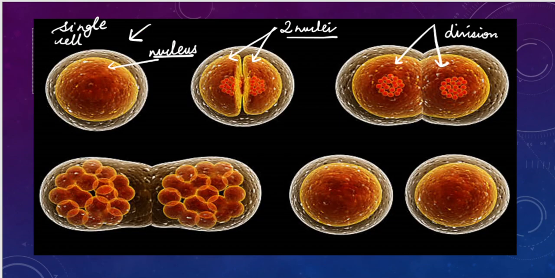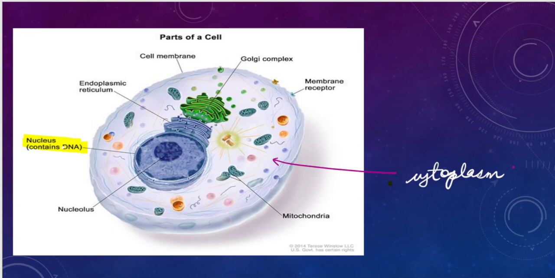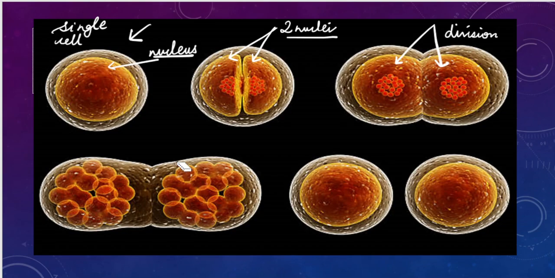I hope you understood what a nucleus is and what cytoplasm is. You can see the cell membrane, Golgi complex, membranes, receptor, mitochondria, endoplasmic reticulum, and the nucleolus, which is present inside the nucleus. There is one point mentioned, that the nucleus has DNA. I will come to this point. Just have a look at this image. Here the cytoplasm is dividing.